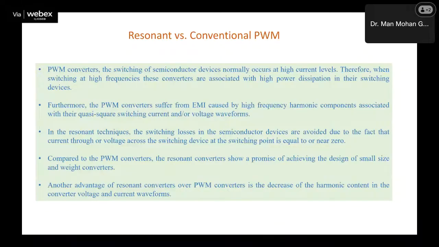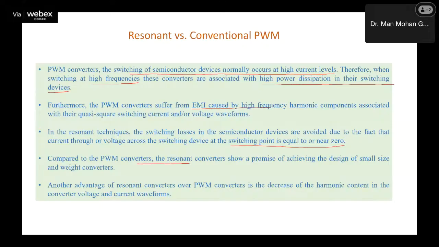Just I read these slides. PWM converter. The switching of semiconductor devices normally occurs at high current levels. Therefore, when switching at high frequency, these converters are associated with high power dissipation in their switching devices. Further, the PWM converters suffer from EMI, electromagnetic interference, by high frequency harmonic components associated with their quasi square switching current or voltage waveforms. In the resonant techniques, the switching losses in the semiconductor devices are avoided due to the fact that the current through or voltage across the switching devices at the switching point is equal to or near zero. That's what natural commutation I told.